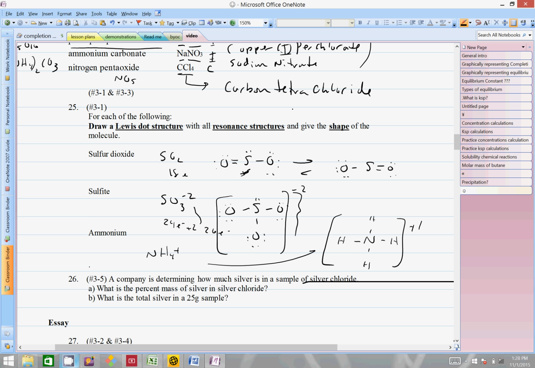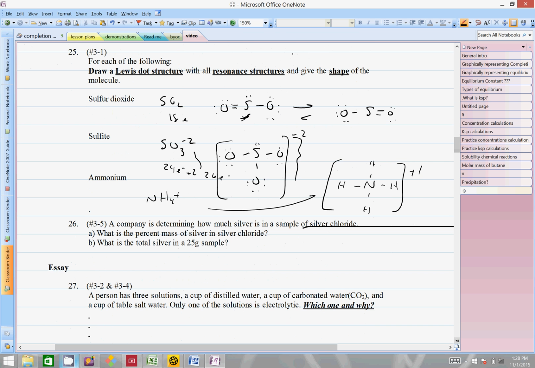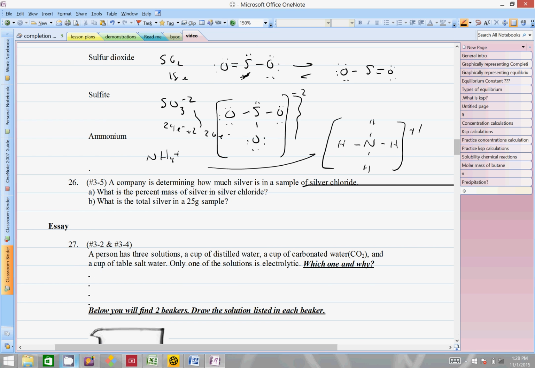Alright, moving on to the back page, halfway through the back page. Alright, silver chloride, AgCl. This has a mass of 107, this is a mass of 35. The percent mass of silver would be the mass of the silver divided by total mass times 100. This is 107 divided by 142 times 100 should give you 75%.